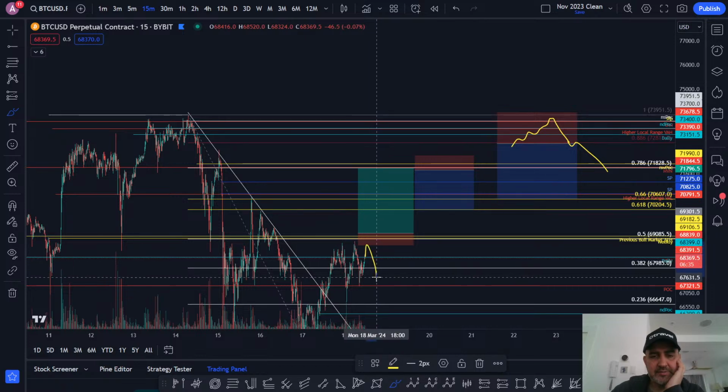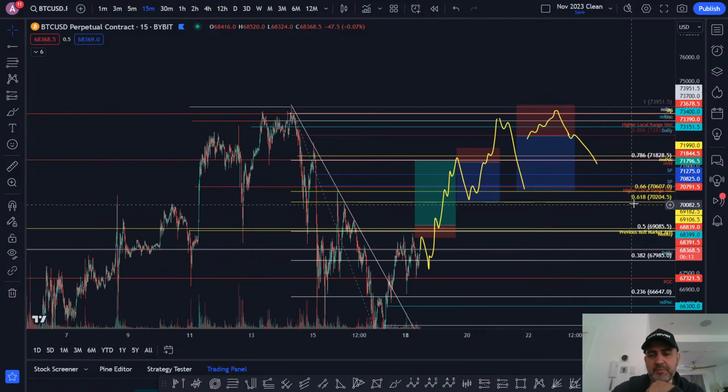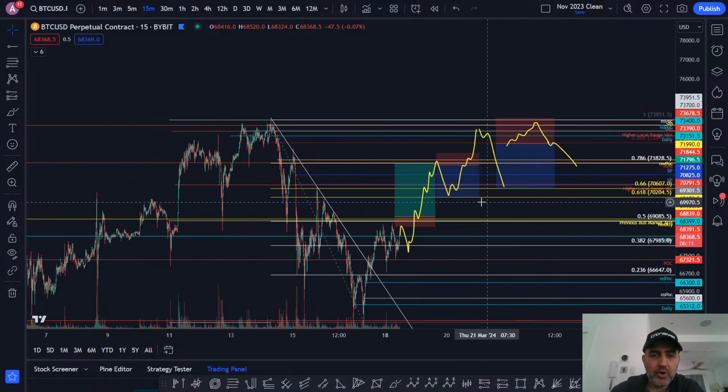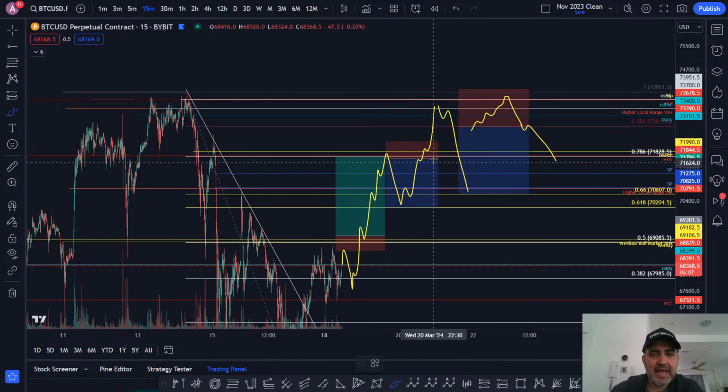I don't know how this is going to behave. Work your way up, down. Try and get all the way up there, and then reject, potentially. Or you reject anywhere lower. It doesn't have to go all the way up there. Any one of these lower levels the price could reject.